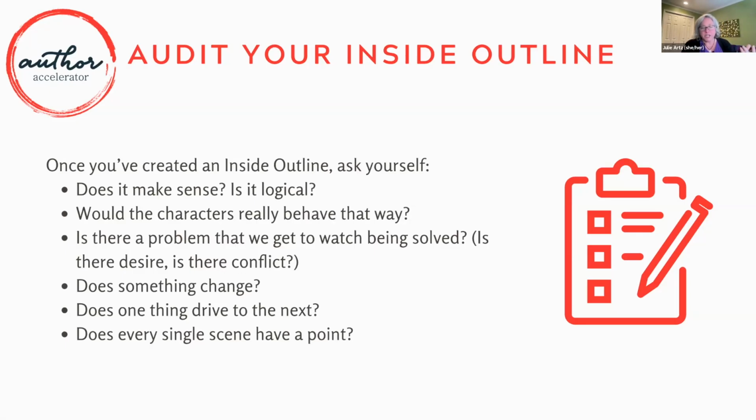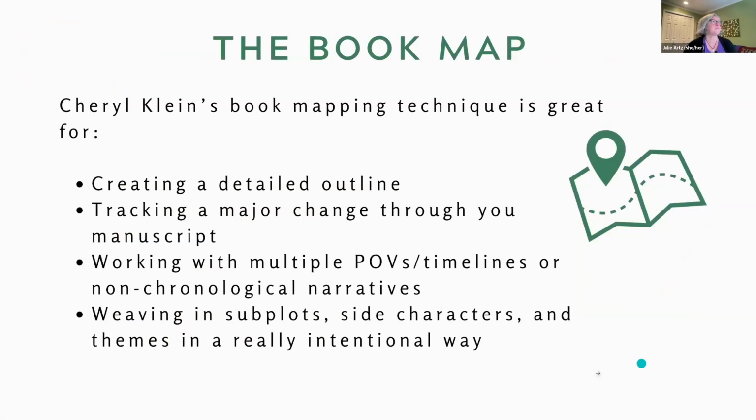And again, we'll talk about this a lot in week 3 when we talk about understanding a scene. Does every single scene have a point? Not just why do you, the writer, have that scene there, but does it make sense in terms of the character, what the character's motivations are, and where you're trying to move them through the story. So those are all questions that you can ask, not just about an inside outline if you decide to do it, but also about a messy synopsis or a tentpole scenes outline.